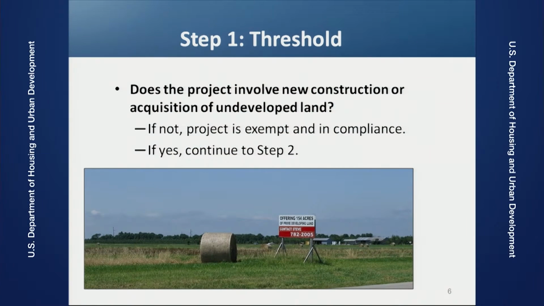This is step one, the threshold, and discussing exactly what new construction is. Remember that there are other new construction projects besides 221D4, but that is the one that we see most commonly in multifamily housing. But all new construction projects and acquisition of undeveloped land count. If it's a 223F or a 223A7, it's exempt and is in compliance, and you're done. So if it is new construction or acquisition of undeveloped land, we're going to go to step two.